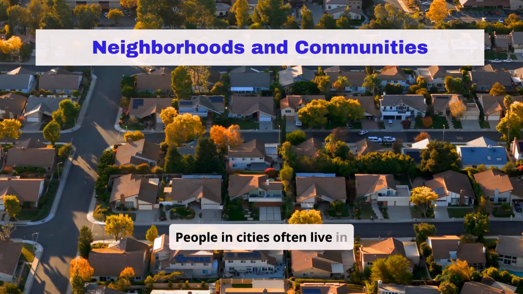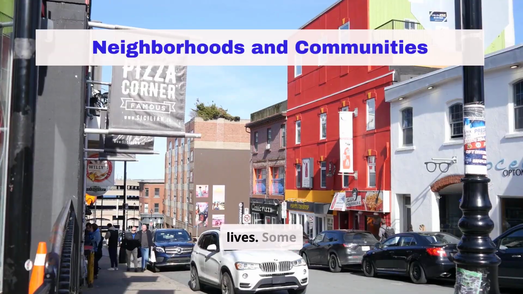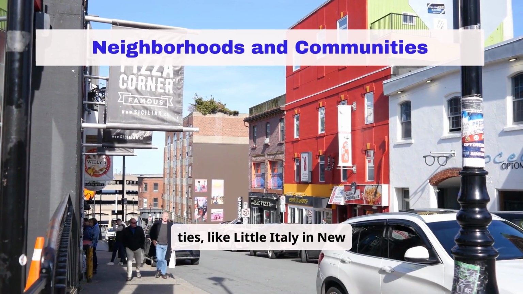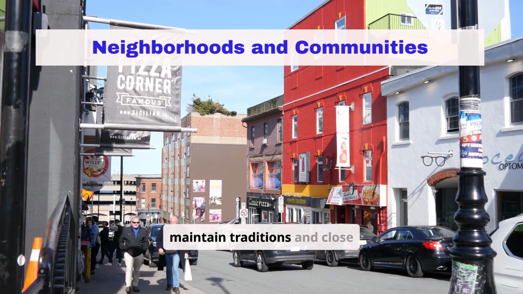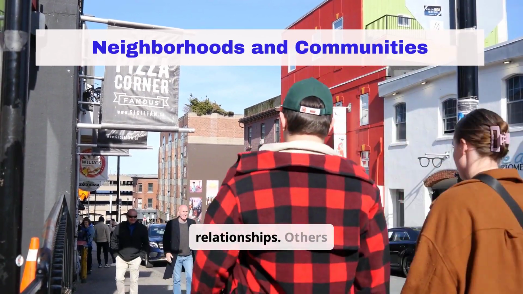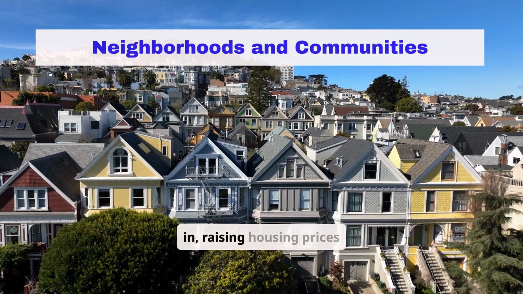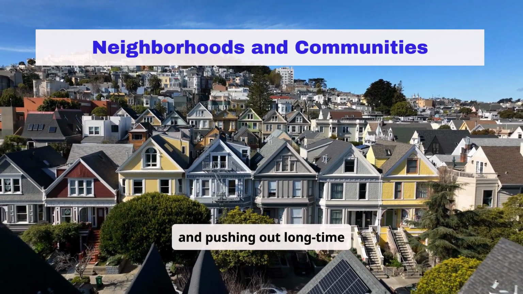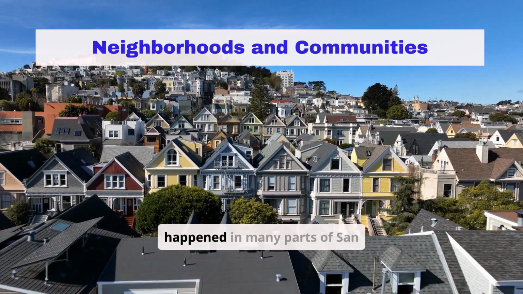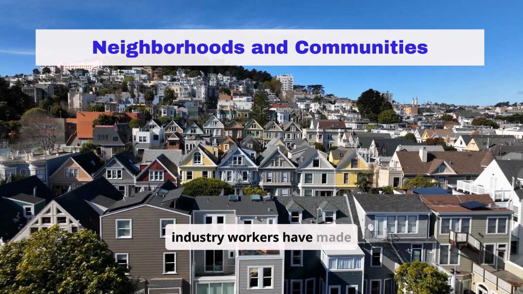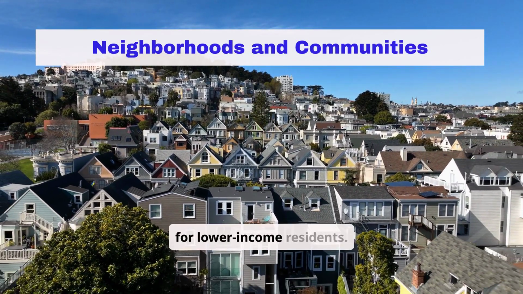People in cities often live in neighborhoods that shape their daily lives. Some areas have strong community ties, like Little Italy in New York, where residents maintain traditions and close relationships. Others face gentrification, where wealthier people move in, raising housing prices and pushing out longtime residents. This has happened in many parts of San Francisco, where tech industry workers have made housing too expensive for lower income residents.